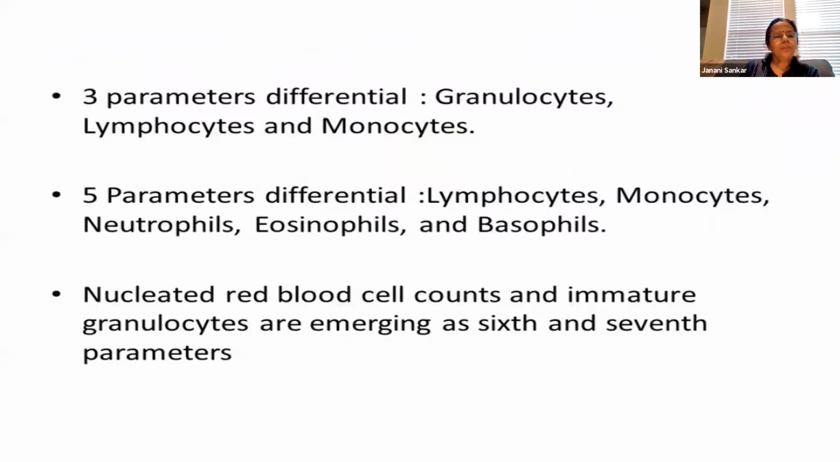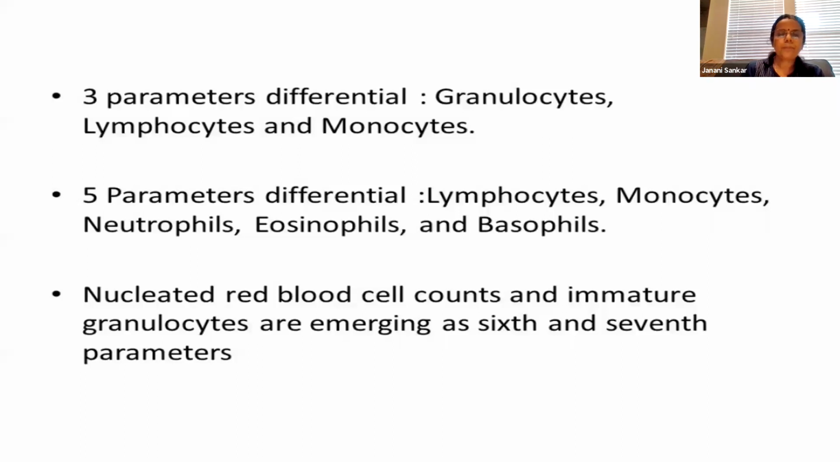So there are different types of Coulter counters. The basic model is the 3-parameter differential, where you get only the granulocytes, lymphocytes, and monocytes. And the 5-parameter differential, where you get lymphocytes, monocytes, neutrophils, and along with that, eosinophils and basophils too. We have the 7-parameter and 8-parameter differential, where you get immature platelet fraction, reticulocyte count, and others too. Nucleated red blood cell counts and immature granulocytes are the 6th and 7th, and the 8th is the immature platelet fraction. So depending upon what model you're using, you can get 3, 5, 6, 7, or 8 parameters.